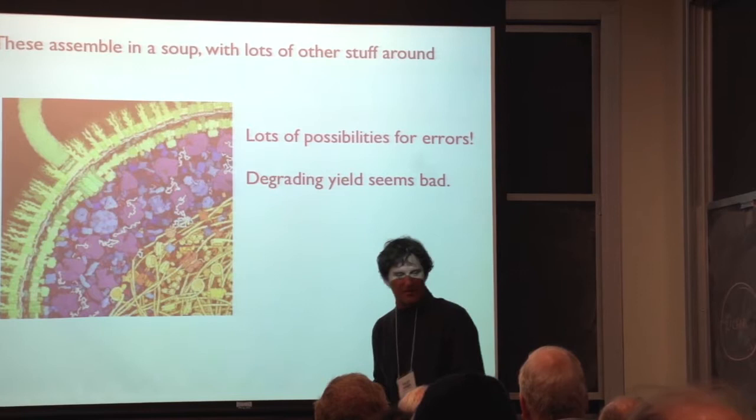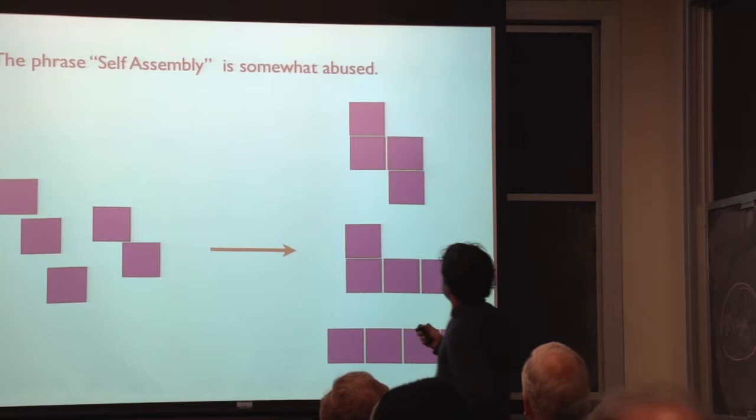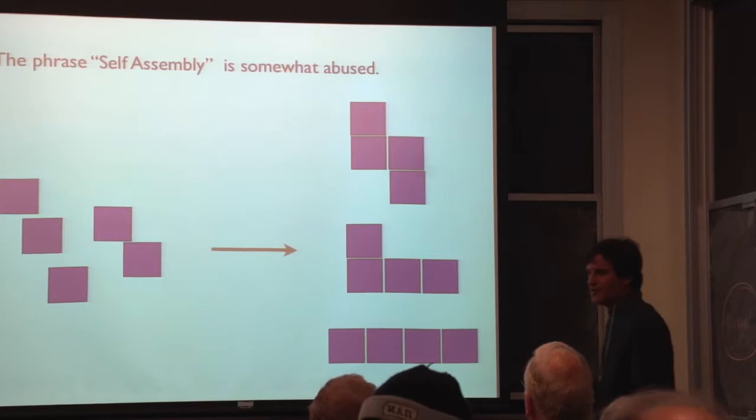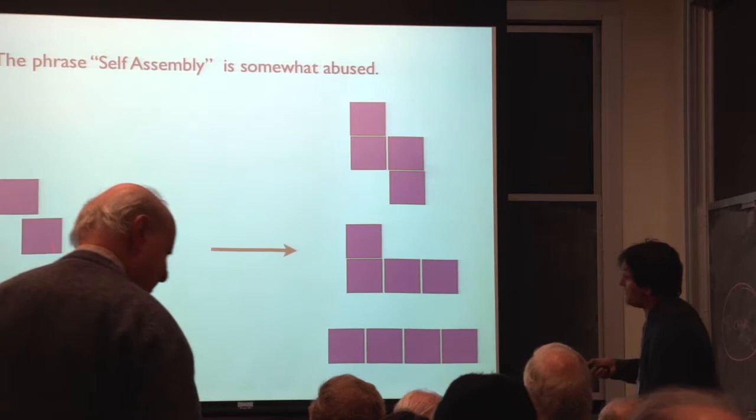So in my mind, the phrase self-assembly is somewhat abused. There are lots of things in life that you shove together in a jar and they assemble into structure. Here's an example. These are little purple blocks, and let's just say for the example, they all stick to each other and they're all the same. Clearly, you can assemble these little purple blocks into lots of different structures.